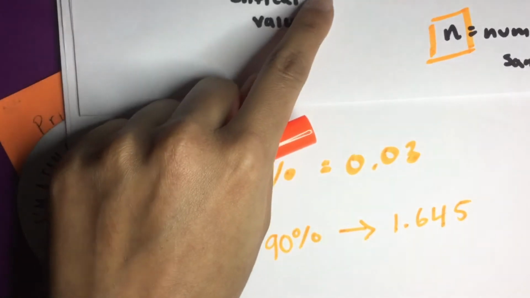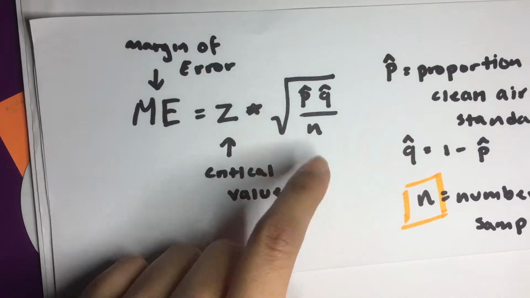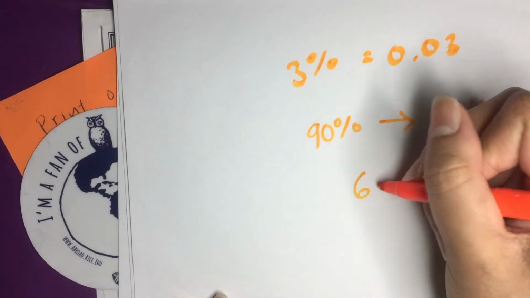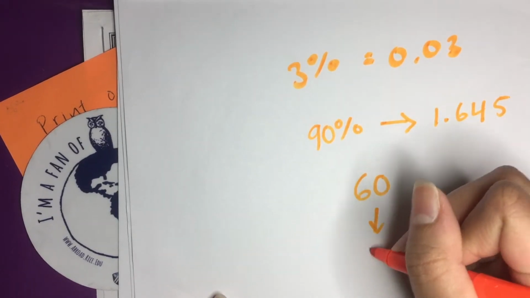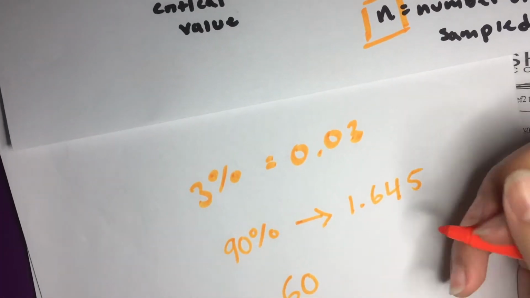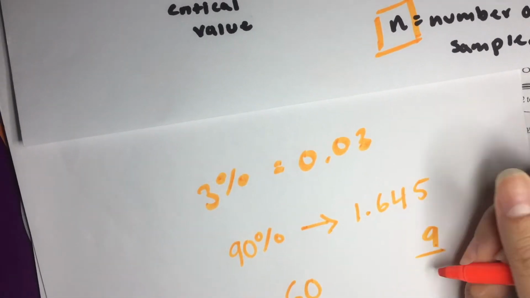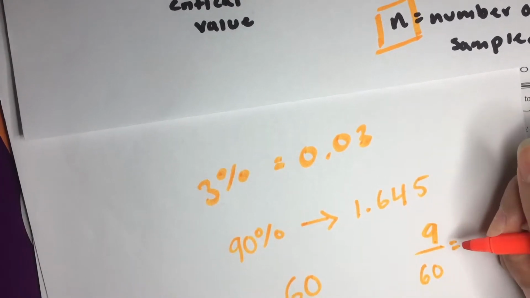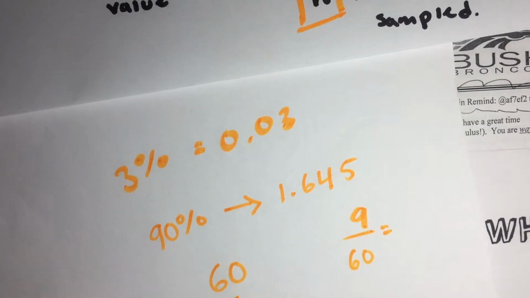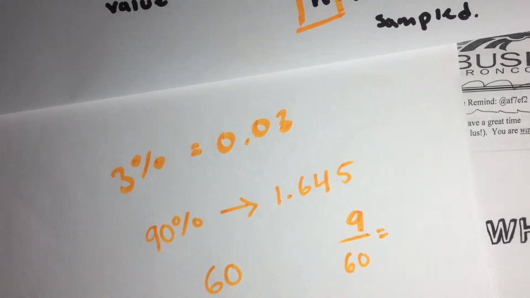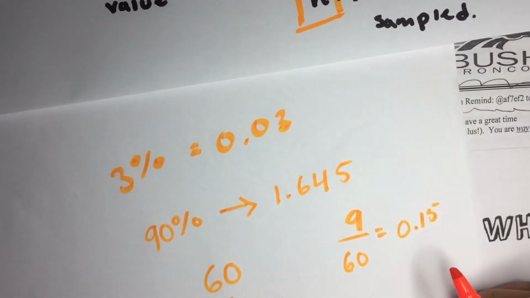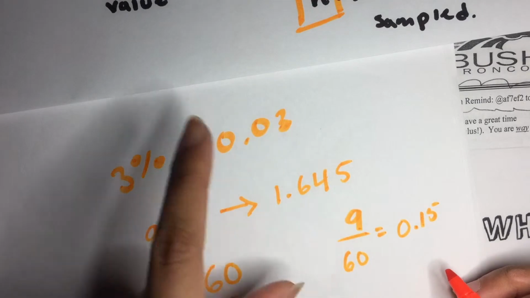And then p and q, we don't necessarily know that just by reading it, but we're told that of 60 cars that they've already tested, 9 of them came out faulty. So basically, what we can do is divide 9 by 60 to get the value 0.15, and that's basically going to be our p hat value.